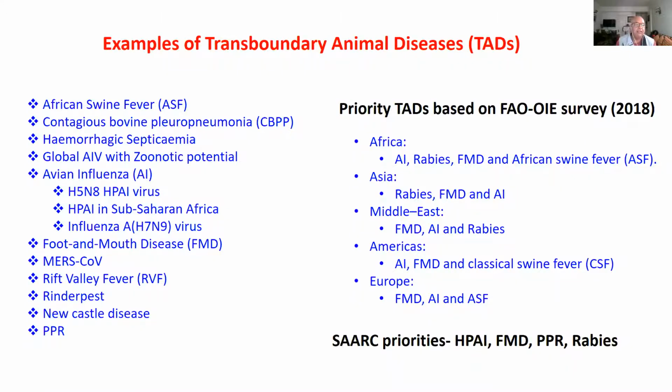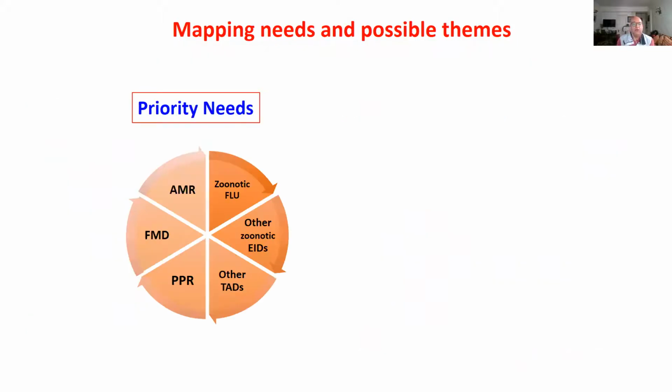Because on the left side I showed a lot of diseases, but at the country level, on the right side, you narrow down your priorities because you don't have resources. When you don't have resources, you need to prioritize. So there are a lot of diseases, a lot of problems in the animal health sector. For example, FMD, PPR, AMR, zoonotic flu, other zoonotic flu, EIDs, and others. So what is your priority? That is very important. It all depends upon your country capacity and country resources.